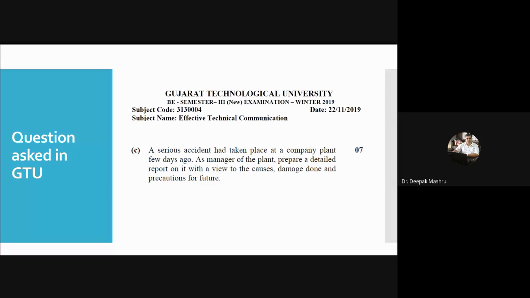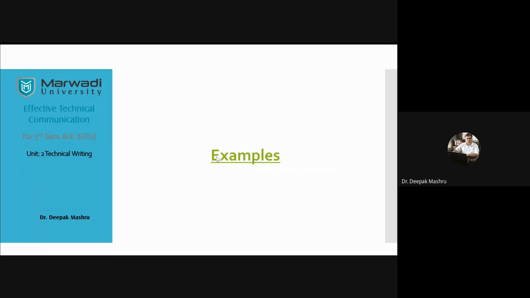So if you look at this, these are the three things, and we will write these points today in this session, so that you get an idea. Okay, so we can go for the examples.